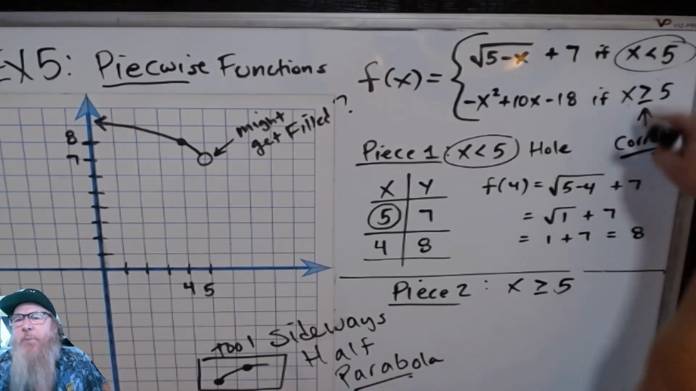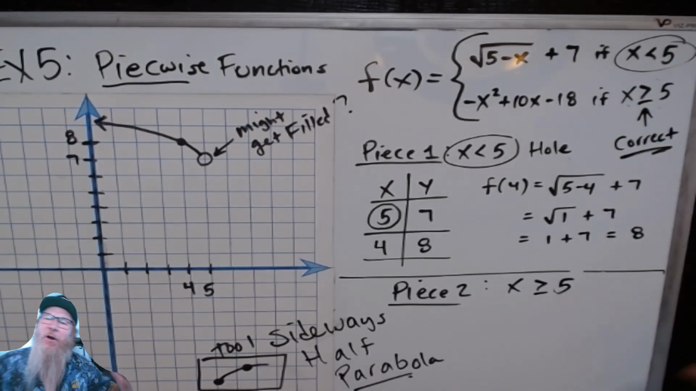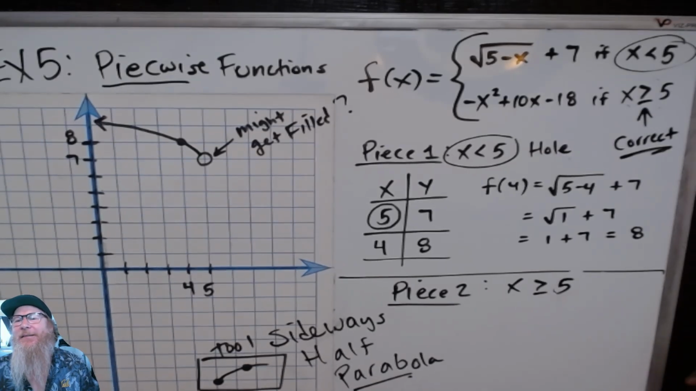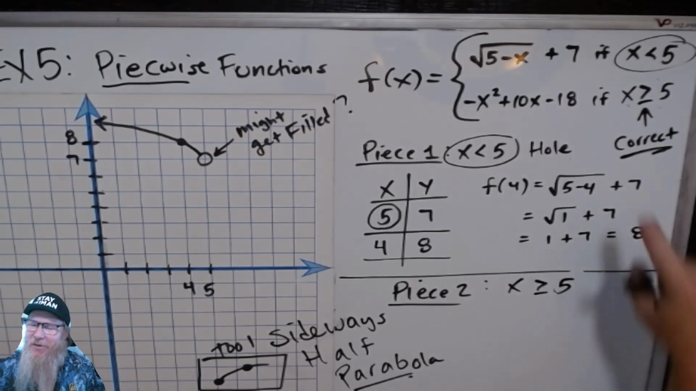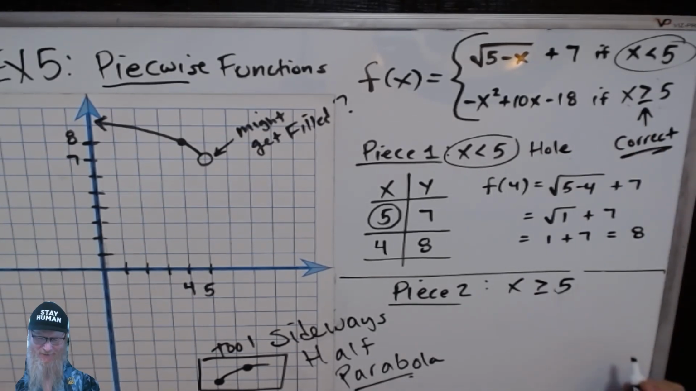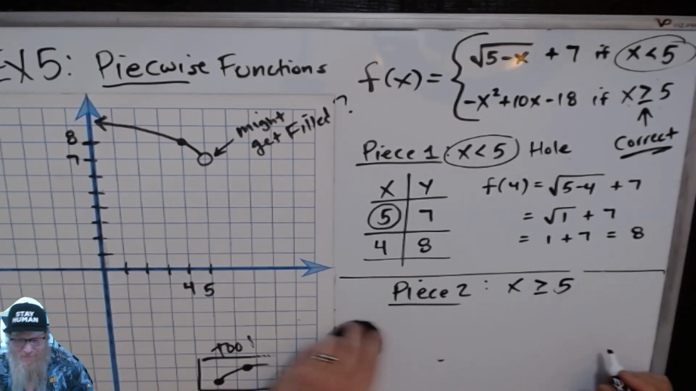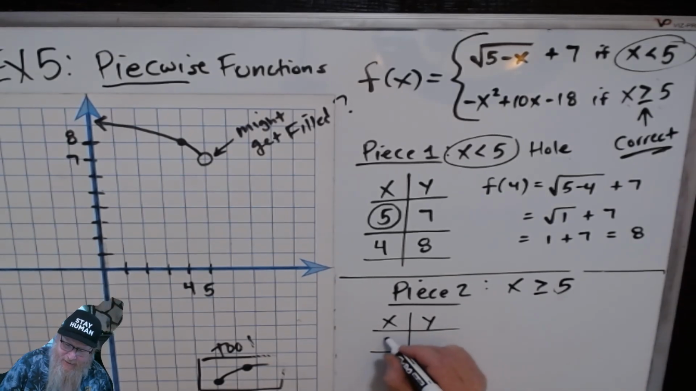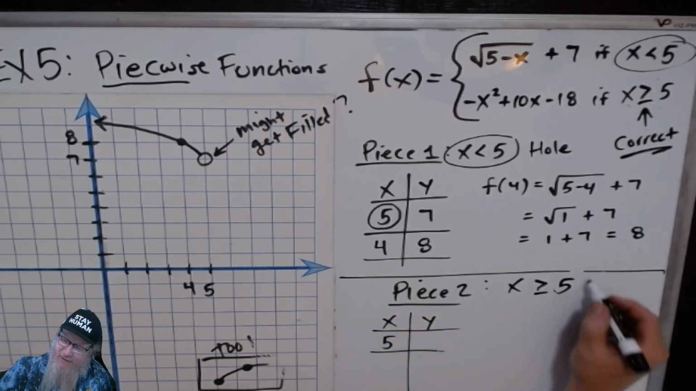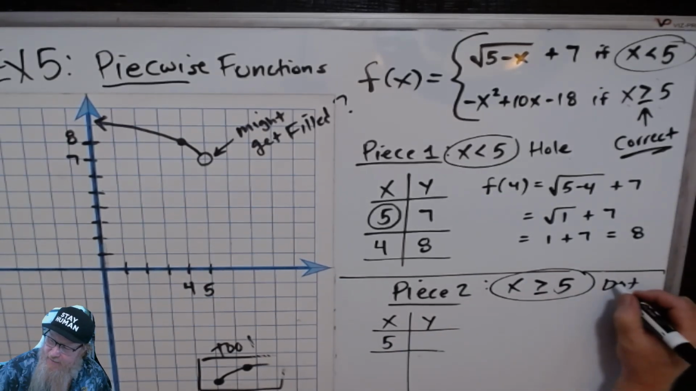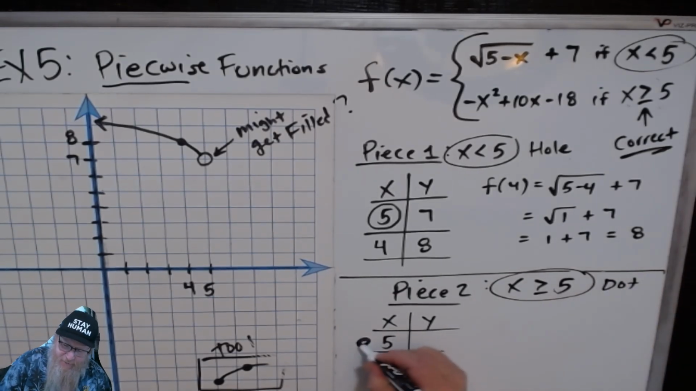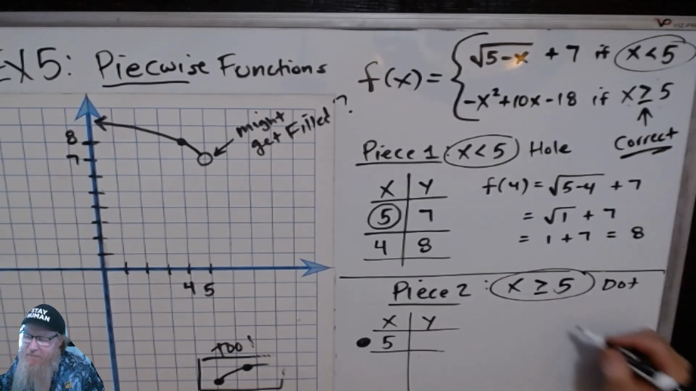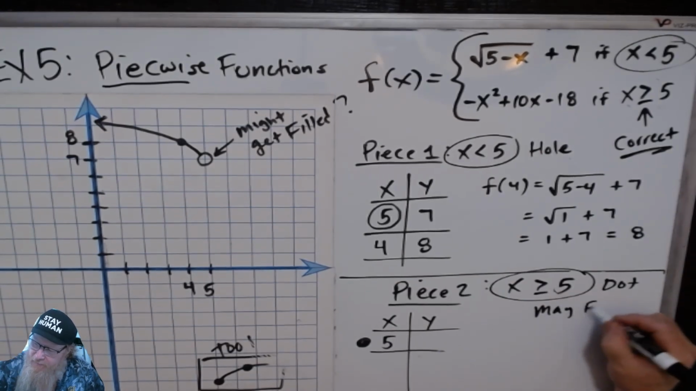They should always point in opposite directions. One of them's the left, the other one's the right. If you don't catch it at first, you can catch it before you're done. So I've got x and y. Now this is going to be a solid dot at 5. And it may fill in the hole.